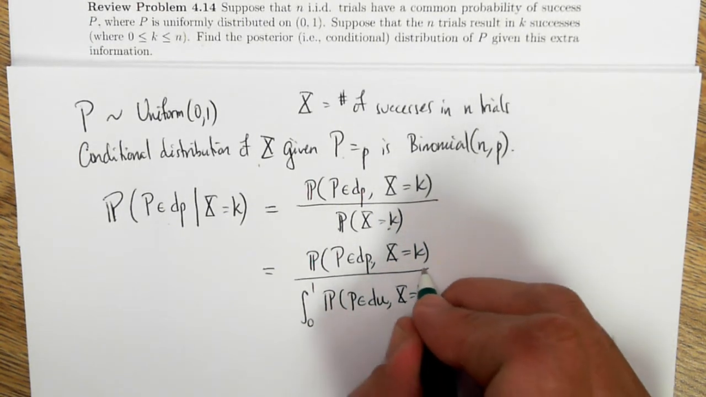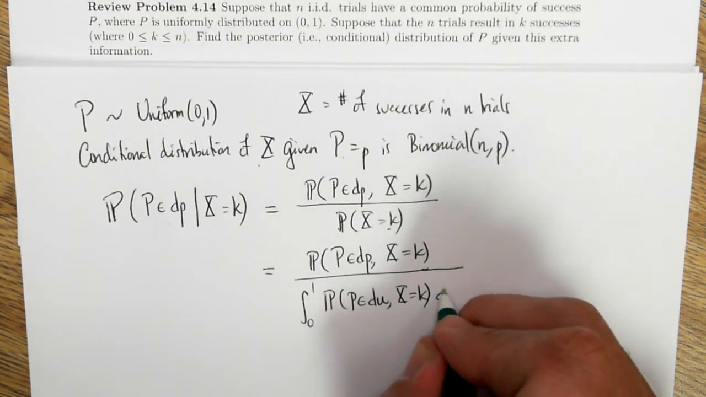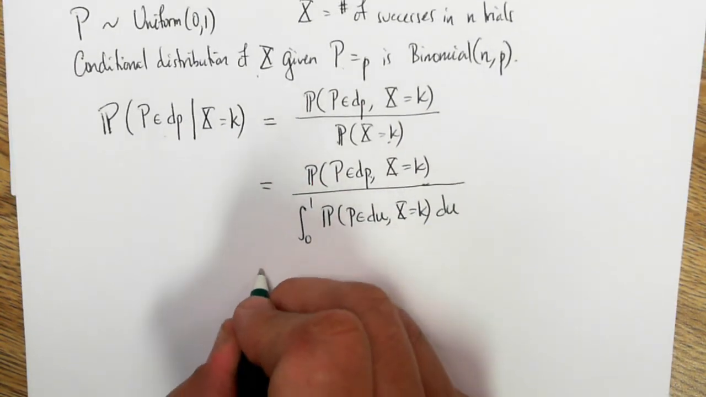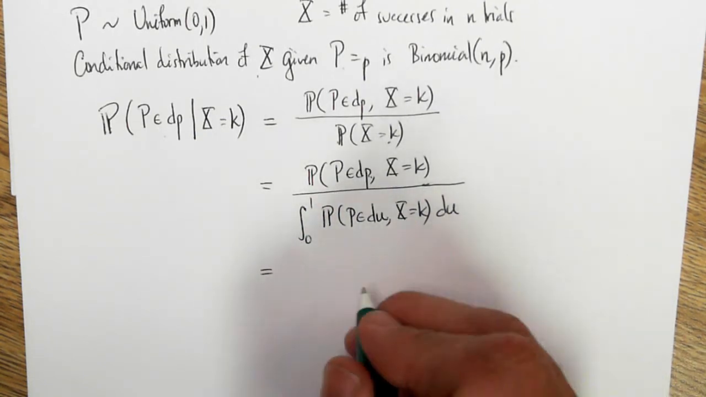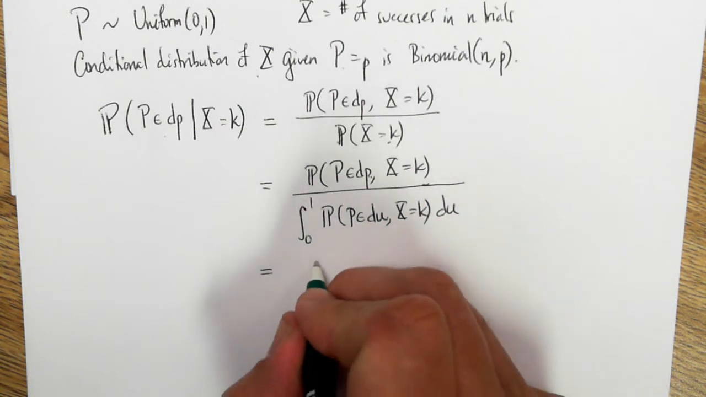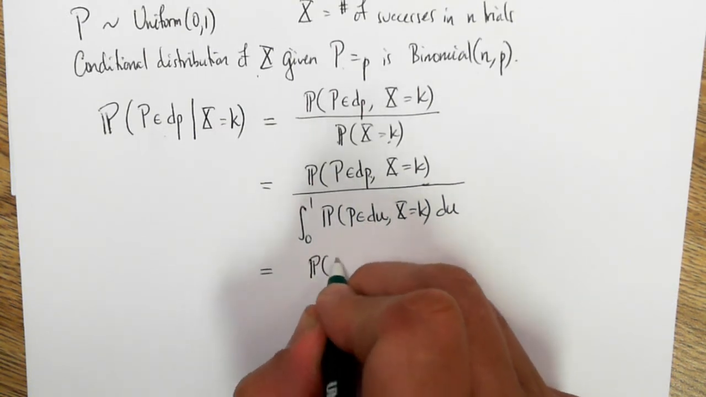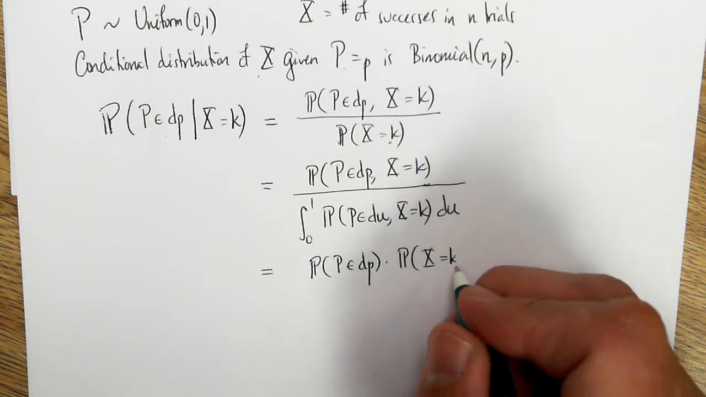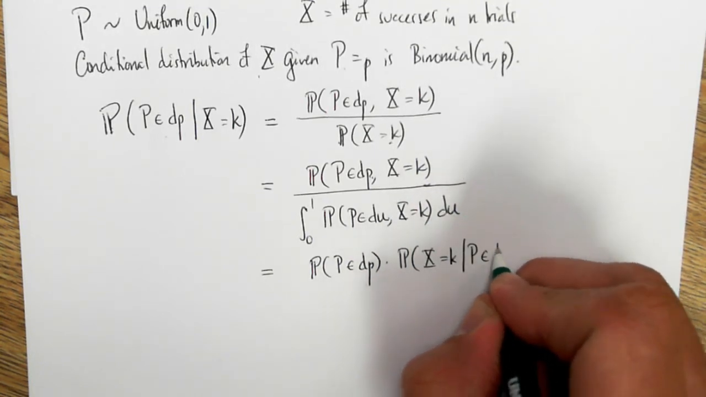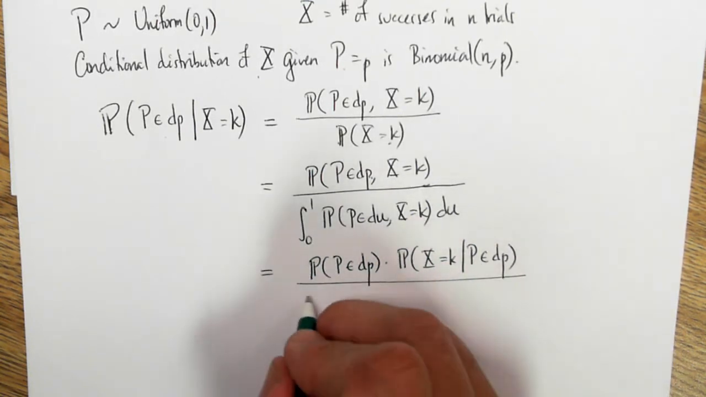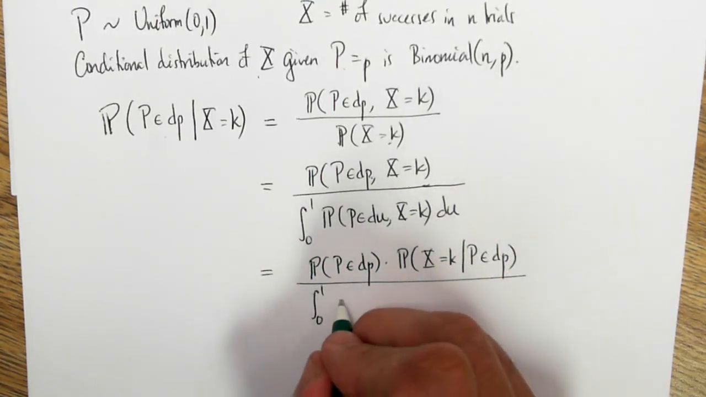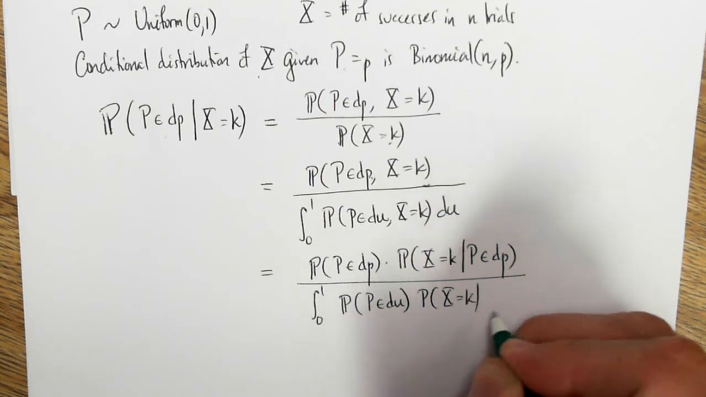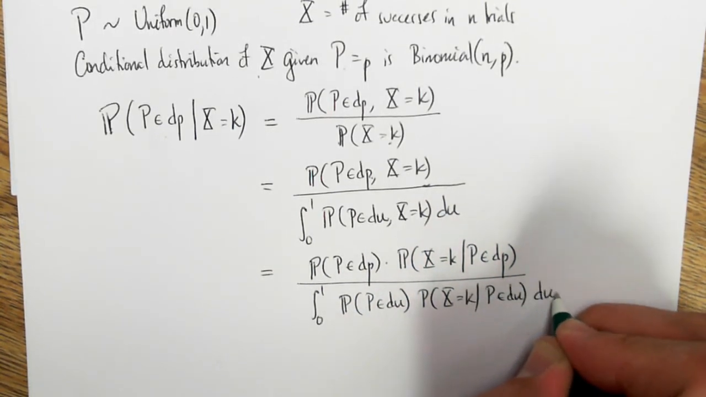And I integrate this over all possible values of u. Now I apply the multiplication rule again to complete Bayes' rule. So the top is equal to the probability that p is in some little interval dp times the probability that x is equal to k, given that p is in some little interval dp. And then I do the same thing on the bottom. Integral from 0 to 1, the probability that p is in some little interval du times the probability that x is equal to k, given that p is in some little interval du, integrated with respect to u.